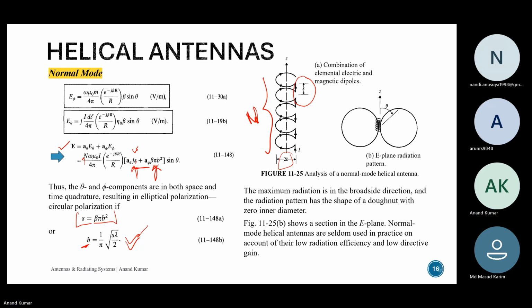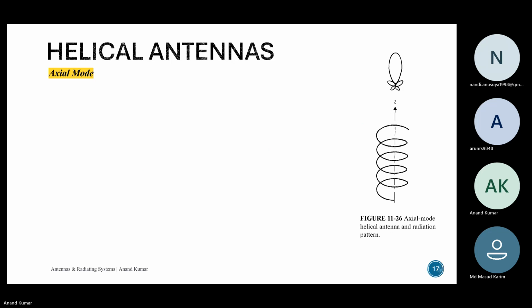But the problem with this configuration is that the normal mode of the helical antenna is seldom used because it has low radiation efficiency and low directive gain. The E plane pattern looks like this, so it has very low directivity. The other mode is the axial mode. I'll quickly complete the axial mode and then stop for questions.